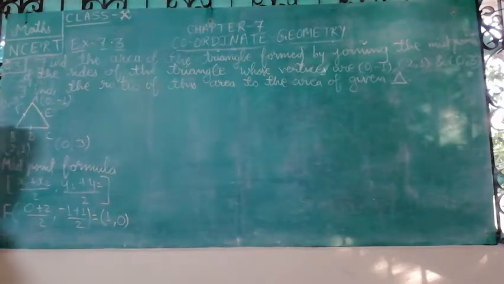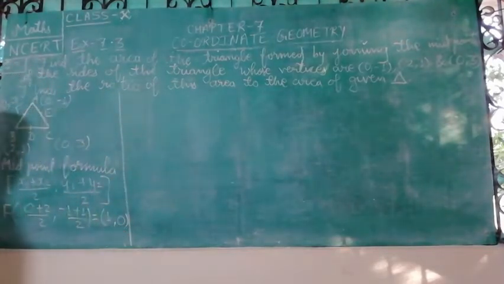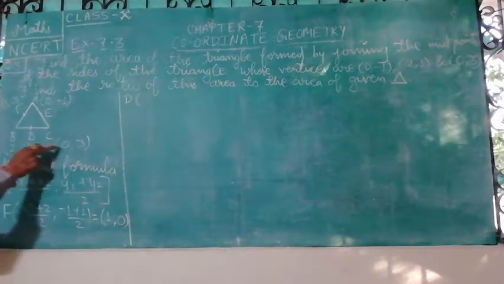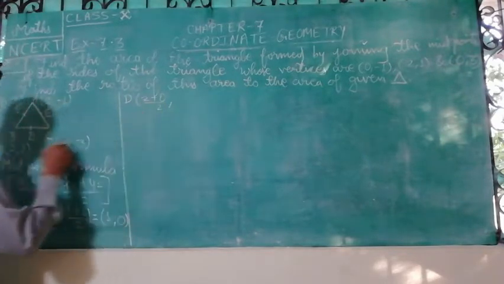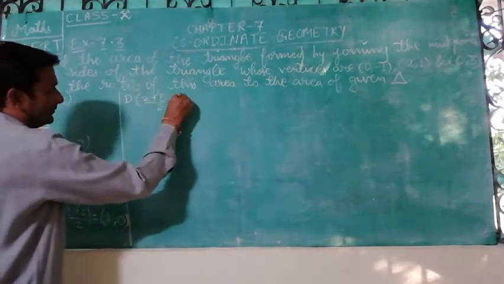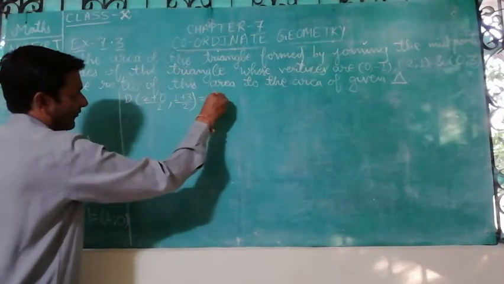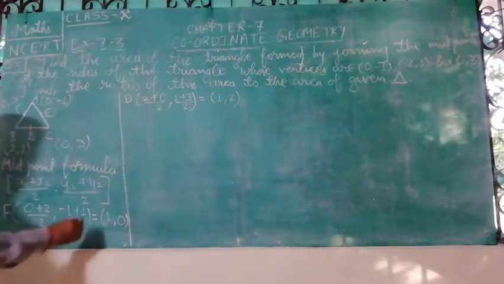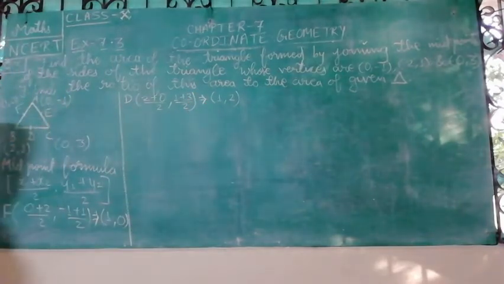Now similarly we can find the midpoint of BC, which is D, by the same formula. So the coordinates of D will be (2 + 0)/2 and (1 + 3)/2, which can be written as (1, 2). (1, 2) are the coordinates of point D.